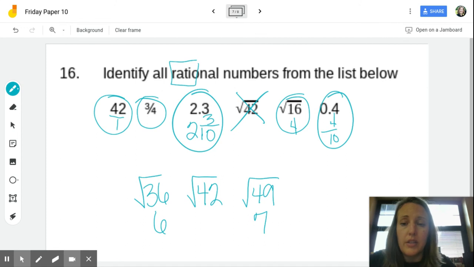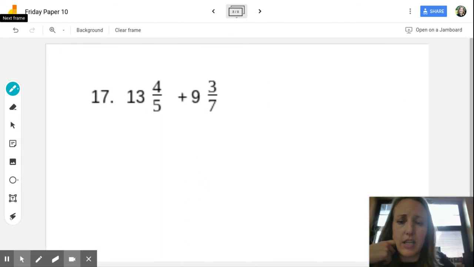So on the line, you should list all of these others: 42, 3/4, 2 and 3/10, square root of 16, and 4/10. Okay, hopefully the rational, irrational thing is starting to catch on.